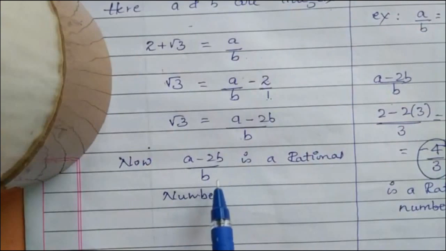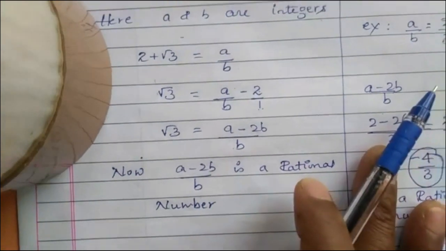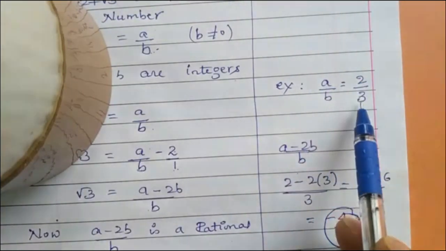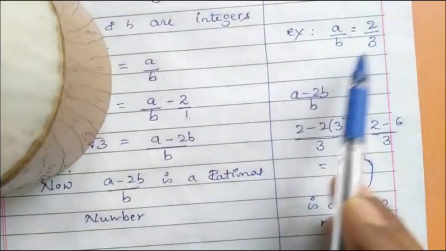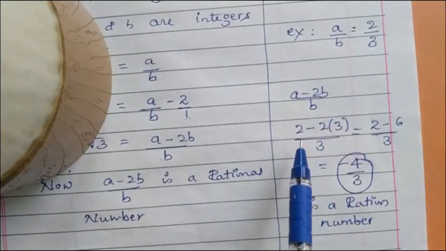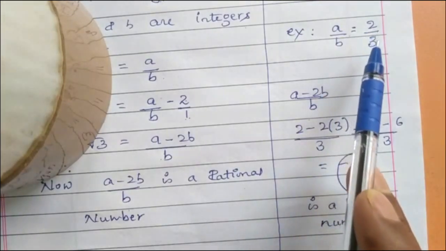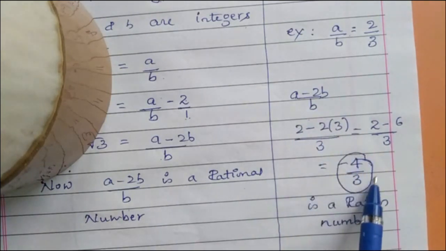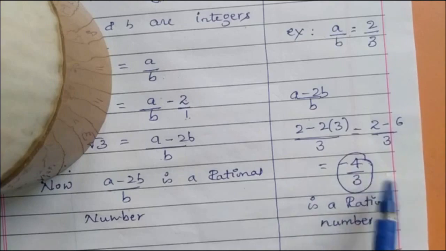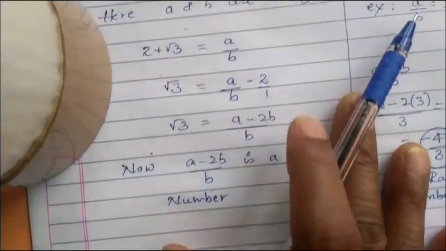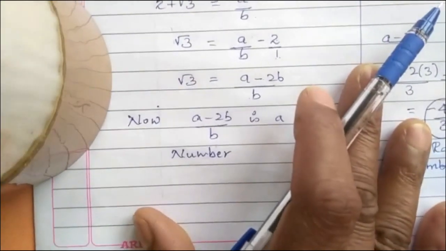How come a minus 2b all divided by b is a rational number? We took an example here. Let a equal 2, b equal 3. A by b is a rational number, that is sure. A minus 2b all divided by b, how come it is a rational number? We put a value 2 and b value 3 in place of a and b over here. What result did we obtain? Minus 4 divided by 3. It is also a rational number, in the form of a by b. So therefore, a by b is a rational number, and a minus 2b whole divided by b is also a rational number.